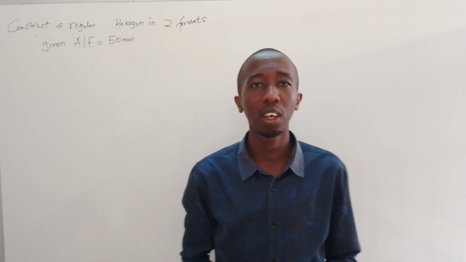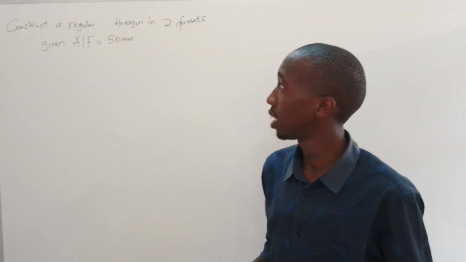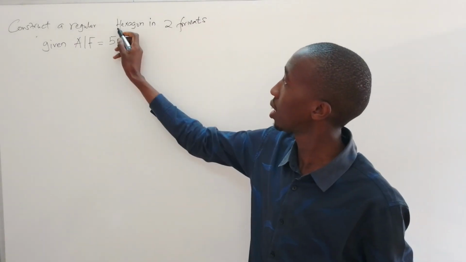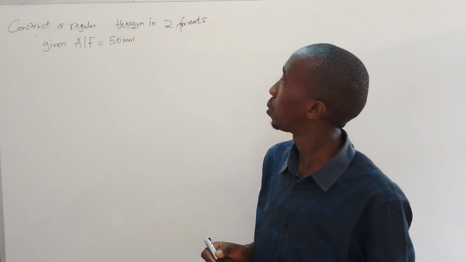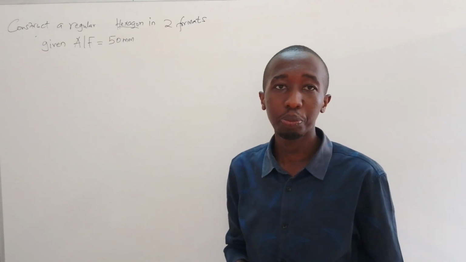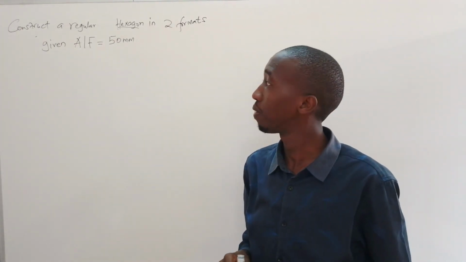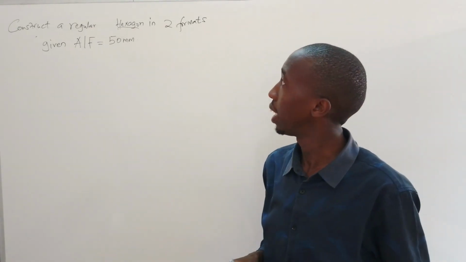In today's video, I will be answering the question: construct a regular hexagon in two formats, given AF as 50. So AF is the distance across flat. In this case, we shall deal with the hexagon.